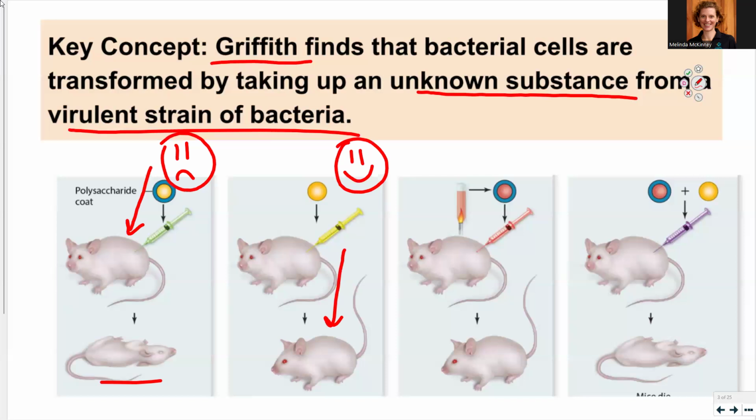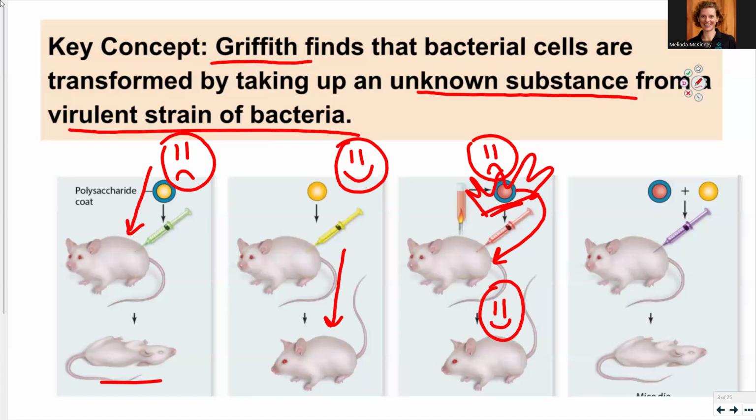Then what they did was they took the virulent form of the bacteria, okay, and they killed the virulent form by exposing it to fire, heating it up. And then they put that bacteria in the mouse and the mouse lived. So they figured out that, okay, the bacteria is no longer capable of killing the mouse.